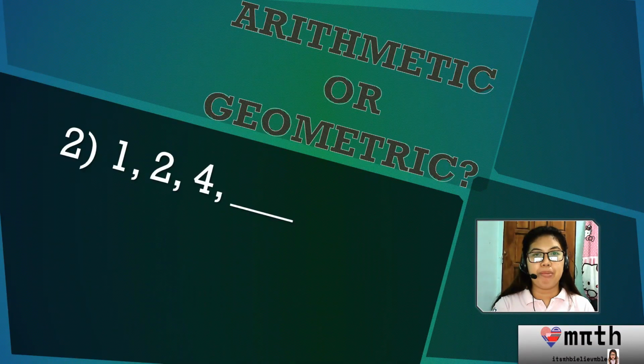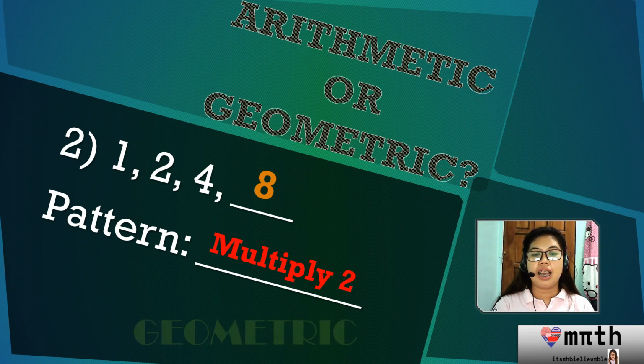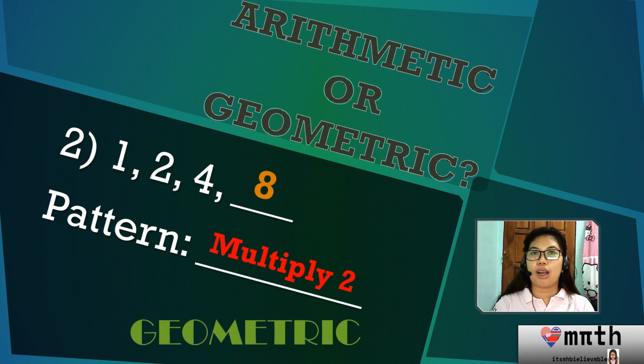And for the example number 2, on the activity a while ago, the sequence 1, 2, 4 has a pattern of multiplying by 2, and the last number is 8. Since it is multiplying and we get the next number by multiplying it by 2, therefore we can say that this is a geometric sequence. And the common ratio is 2.